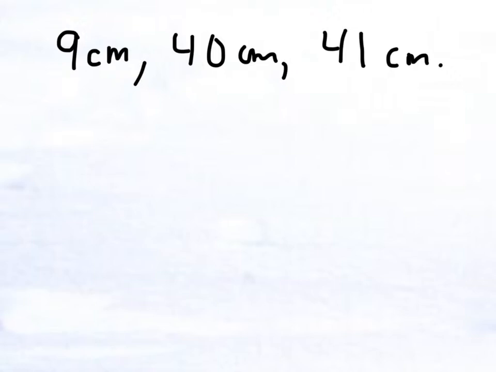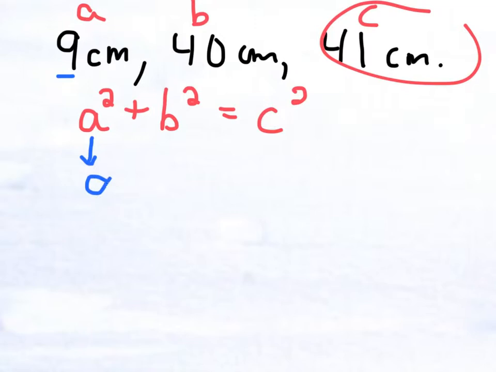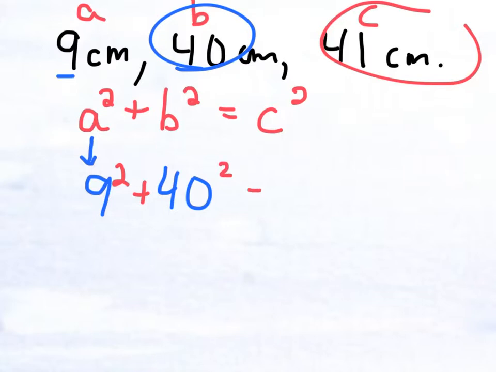Okay, so let's start off by writing out the Pythagorean theorem. A squared plus b squared equals c squared. And let's label our numbers. I'm going to call this one a, this is our b, and this is our c. C should always be the longest side, by the way, the hypotenuse. Okay, so now what I'm going to do is rewrite this equation and replace the letters with these numbers. So a is equal to 9, b is equal to 40, and c is equal to 41.